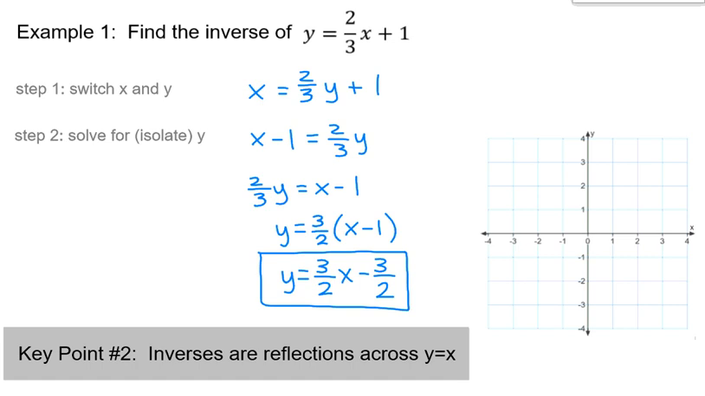So we have y equals 2/3 x plus 1. That has a y-intercept of 1 and then a slope of 2/3. So from that point up 2/3. We could go the other way, down 2/3, and draw the line. And then the other one is the line y equals 3/2 x minus 3/2. So y-intercept at -3/2, and then from there up 3/2 or down 3/2. Graph that line.